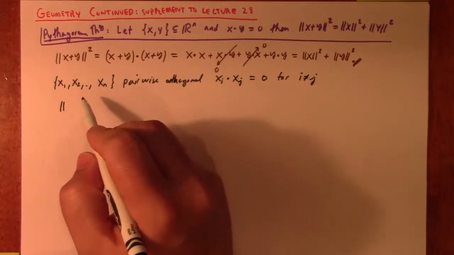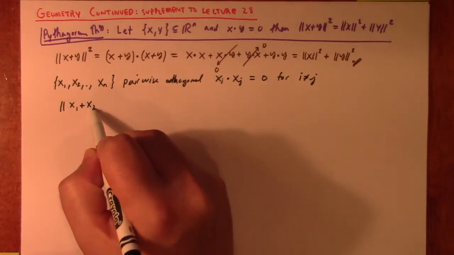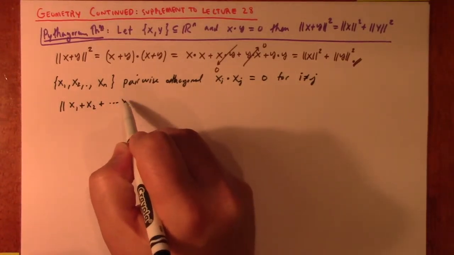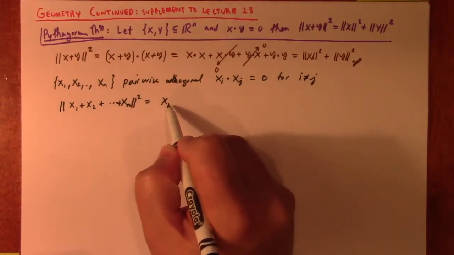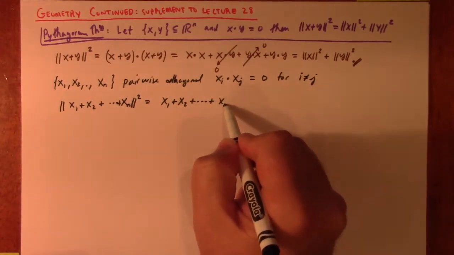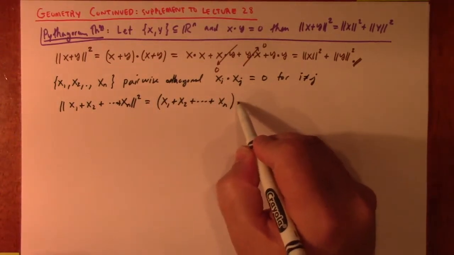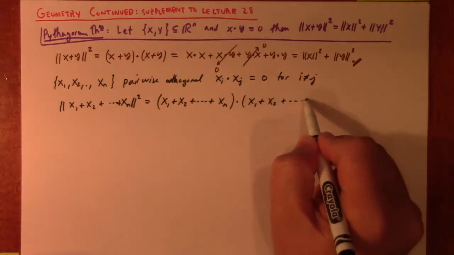Let's see here, so the length of x1 plus x2 plus through xn, squared would be what, x1 plus x2. Now probably I should do an induction here to be proper, but I will be improper. Just sketch the proof for you here.